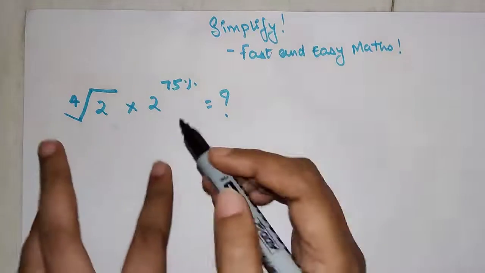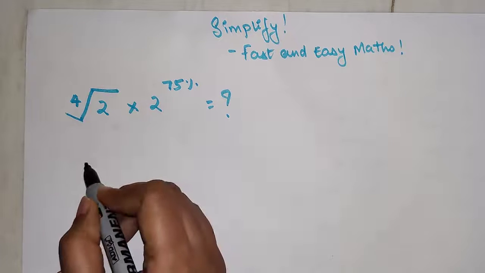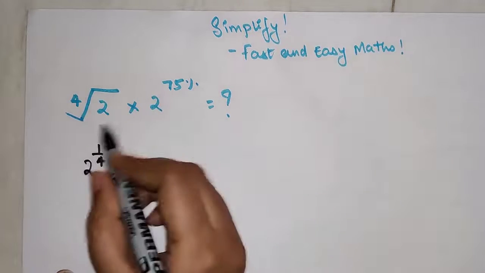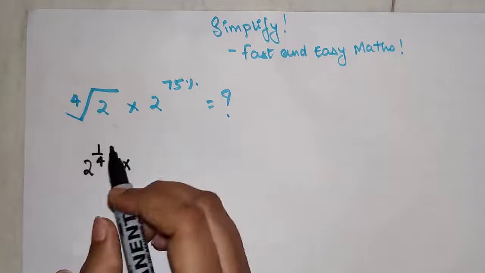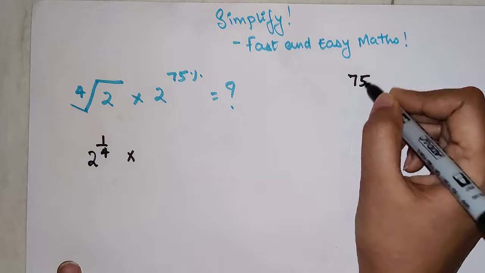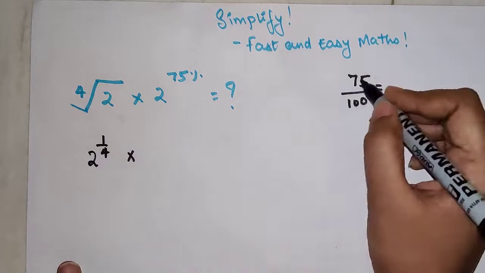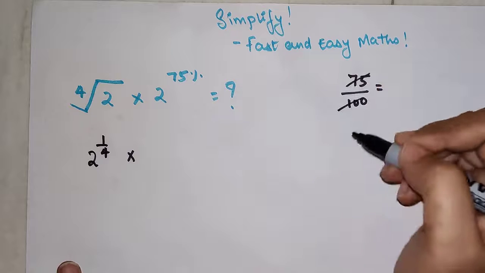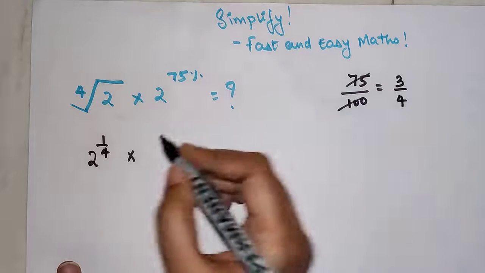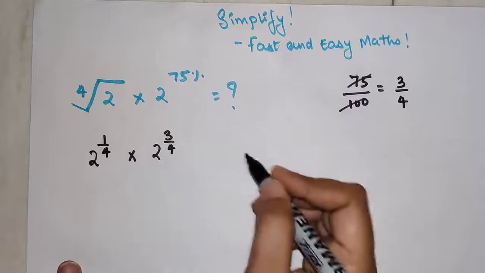Okay, so to begin with, what we have to do is, let's write this as 2 raised to 1 by 4. Please understand, in order to solve this, your logic of indices has to be really strong. And 75% can be written as 75 upon 100. So when you cancel, both of them are divisible by 25, so we are getting 3 upon 4. So this is 2 raised to 3 by 4.